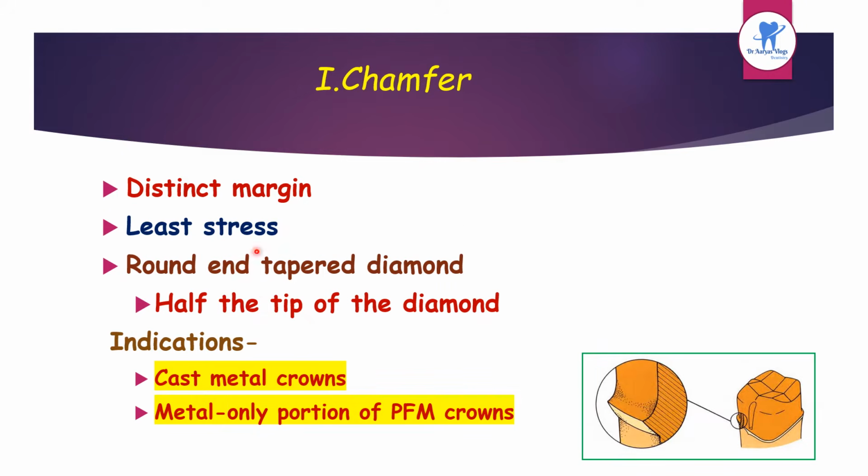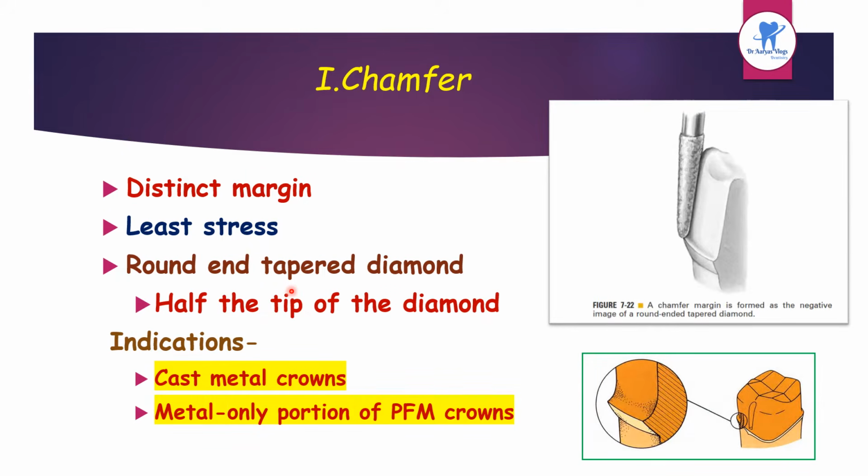And the most suitable instrument for making a chamfer margin is a tapered diamond with a rounded tip. And the resulting margin is the negative image of a round-ended tapered diamond. Okay, this is the exact image of the instrument. That is about the chamfer.